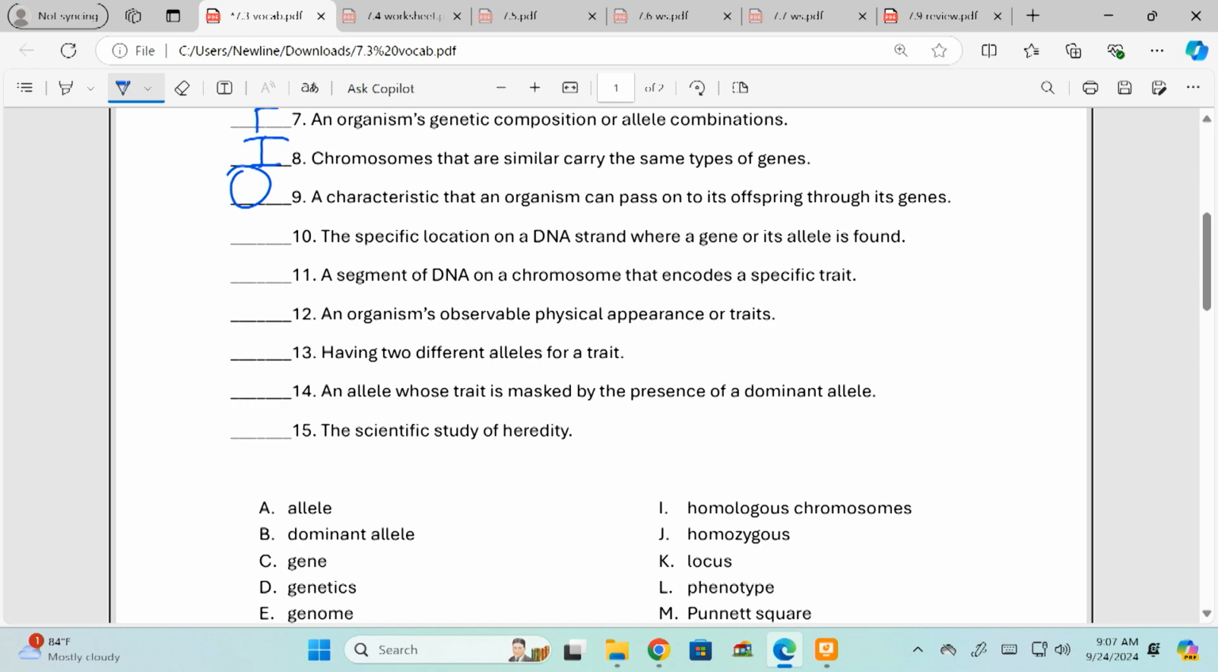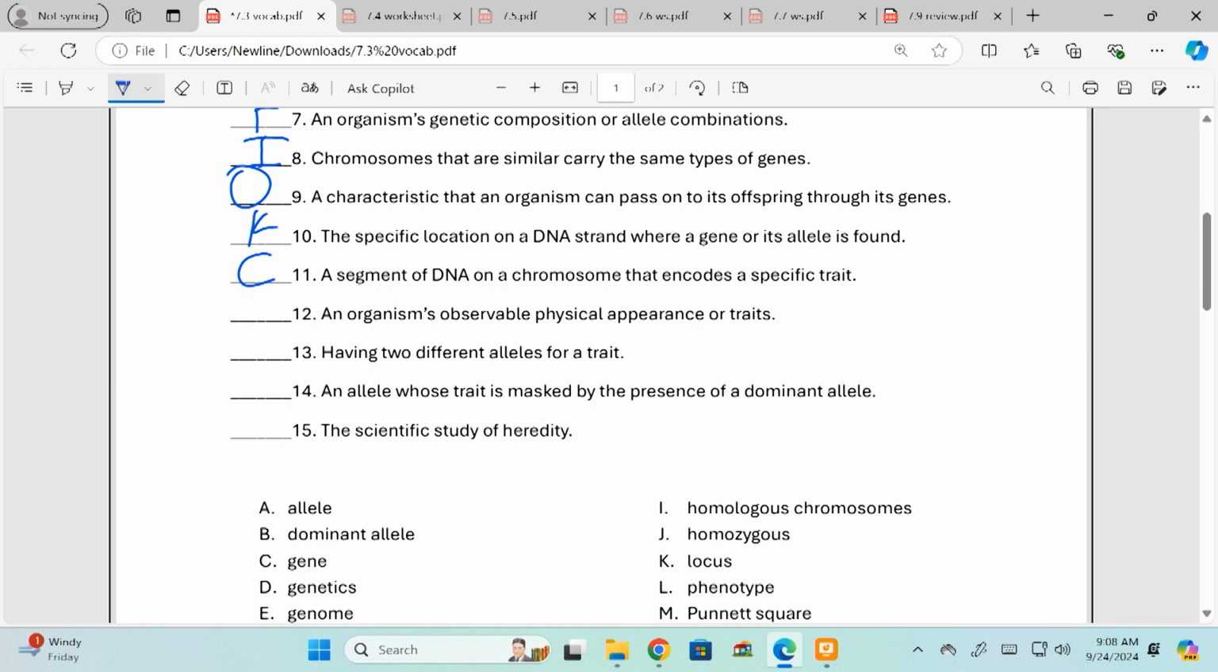All right, 10 says the specific location on a DNA strand where a gene or its allele is found. So which of these words kind of sounds like location? For number 10, let's go with K, and that's locus. Okay, locus, location, they kind of sound alike to me. All right, here's the next one. 11 says a segment of DNA on a chromosome that encodes for a specific trait. Okay, so for 11, I want to go with C. And this is gene. Okay, so a gene codes for a trait. A gene is on the DNA, and if you know where that gene is, then you would have its locus.